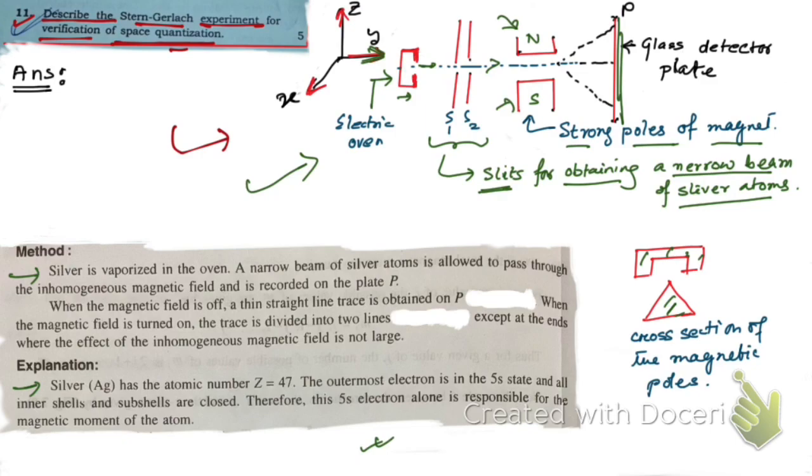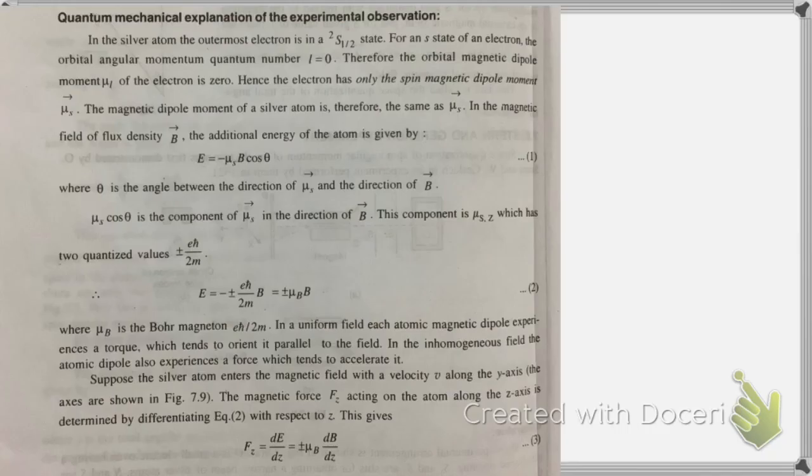Now let's go to the mathematical part. For the angular momentum, quantum number L is equal to 0, so the magnetic dipole moment mu L is going to be equal to 0, because the silver atom has its outermost electron in the 5s orbital, in the half-filled state.